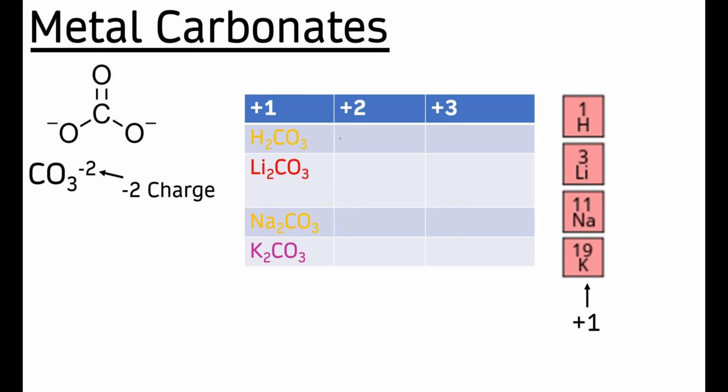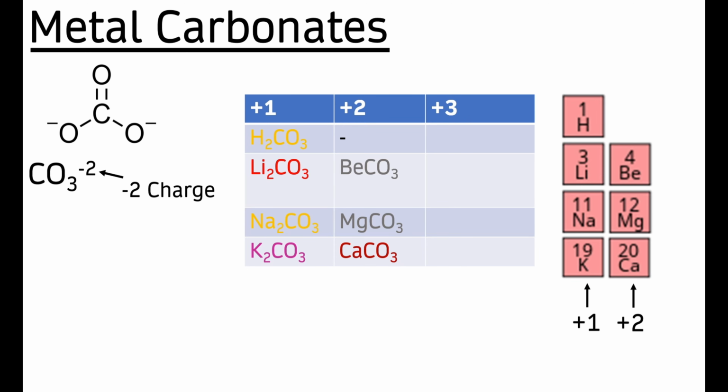For +2, we would have helium, but it forms no ions because it's a noble gas, beryllium carbonate, which is white, magnesium, which forms a bright white light, and calcium, which forms a brick red flame. We'll focus on calcium carbonate later, as this is literally limestone. Here, the ratio of ions is 1:1.